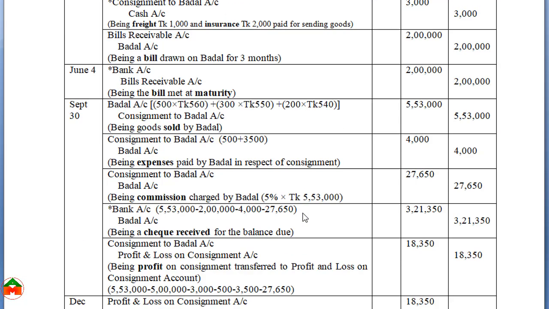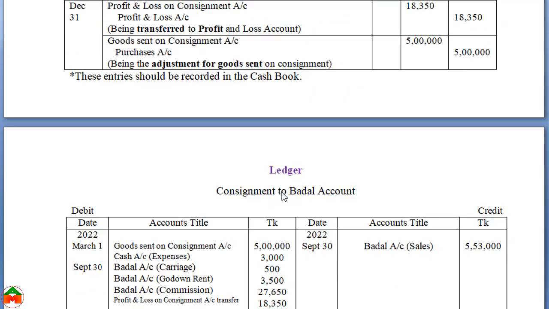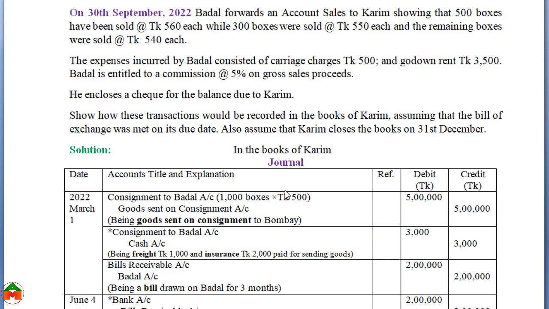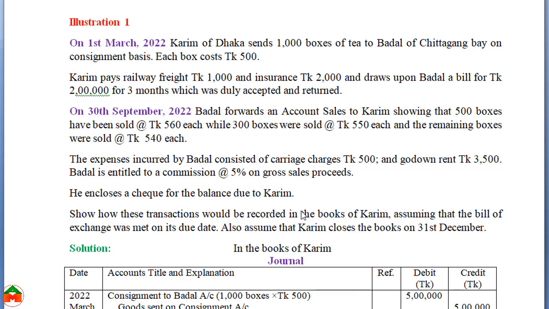After making the journal entries, you can prepare the ledger very easily. In the next tutorial, in the third part of this tutorial, we are going to learn about the journal entries that should be prepared in the books of the consignee.